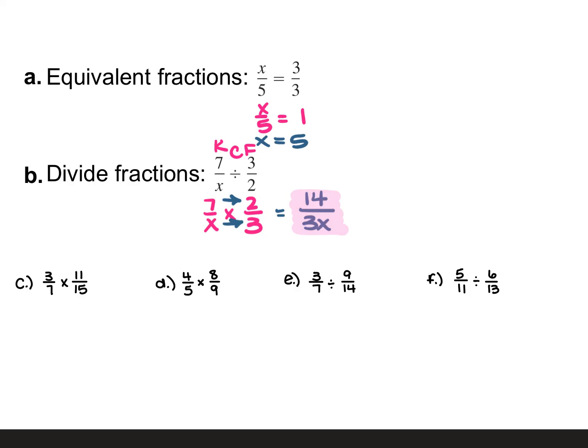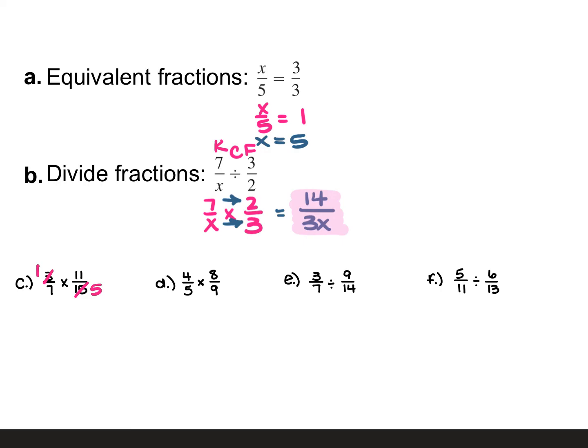For example C, we have 3 over 7 times 11 over 15. We're just multiplying here, so we can either multiply straight across and then simplify, or we can cross simplify and then multiply. I like to cross simplify first, so that I'm not doing it later on. If I cross simplify, the 3 and the 15 are both divisible by 3. So 3 would turn into 1. 3 goes into 15 5 times. So technically, I'm doing 1 times 11 over 7 times 5.